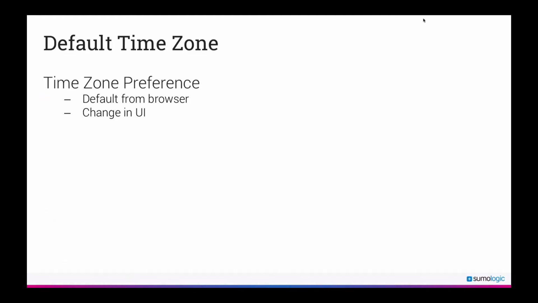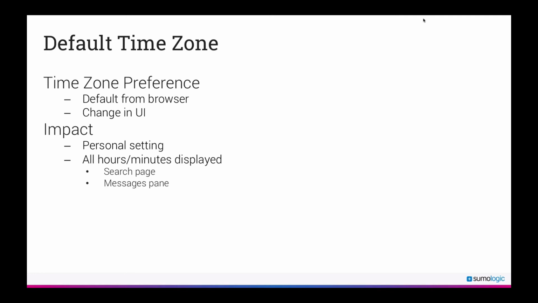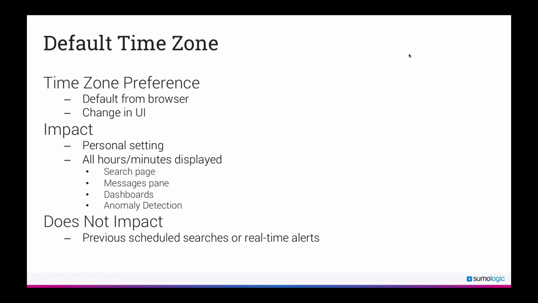Now, starting off with the default time zone setting. Previously, time zones were taken automatically from the browser, but now you can change the default time zone displayed in the Sumo Logic user interface. Now, this is a personal setting that does not affect other members of your organization. The change also impacts all hours and minutes that are displayed as time ranges on the search page, also the time column in the messages pane, in your dashboards, and also in the anomaly detection interface. It's good to note that the previous scheduled searches or real-time alert time ranges are not affected by this change.